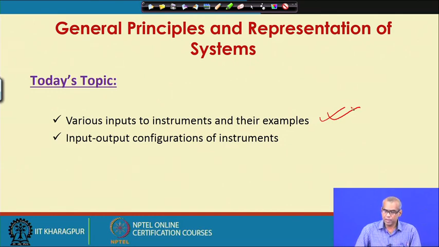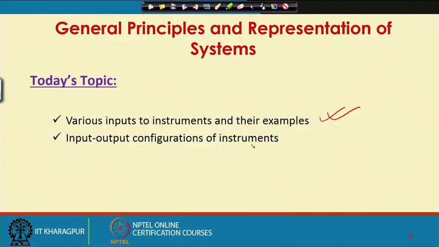See, we have various types of instruments like temperature measuring instruments, pressure measuring instruments, flow measuring instruments, level measuring instruments, and so on and so forth. So, every instrument has been designed to be sensitive to or to measure certain inputs. But unintentionally, it also becomes sensitive to or receives signals for some other inputs, which actually creates problems in measurements.